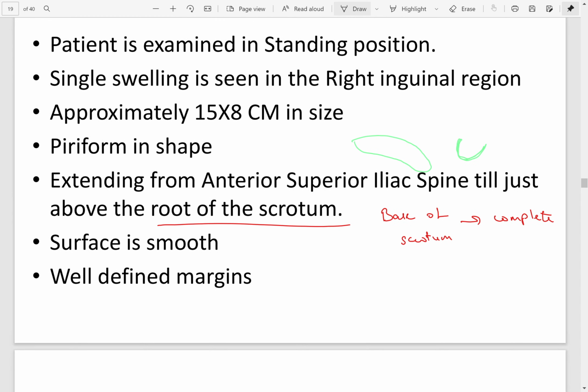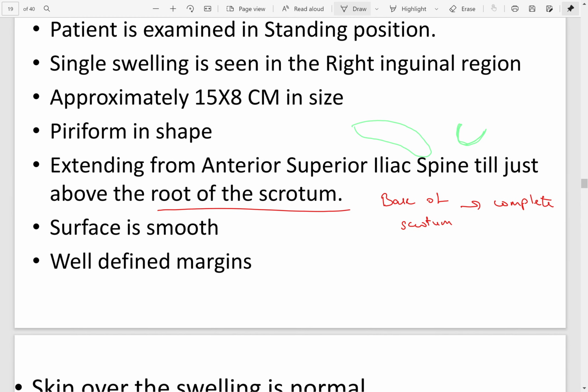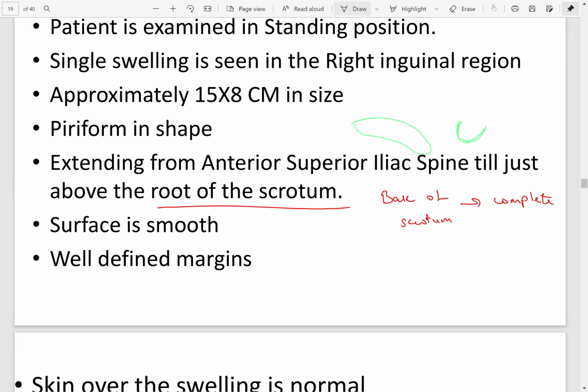And the extent of the swelling, so this extends from the anterior superior iliac spine till just above the root of the scrotum. So what this establishes is the type of indirect hernia. It can be complete or incomplete.